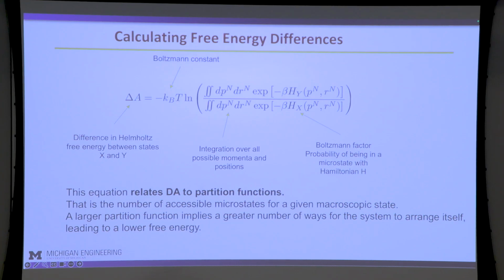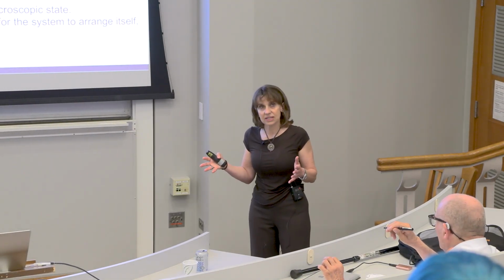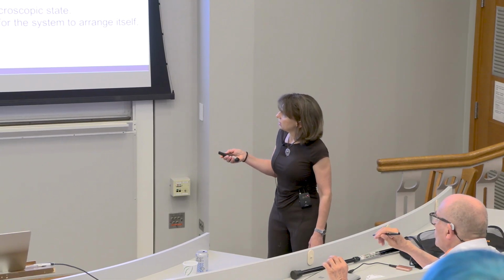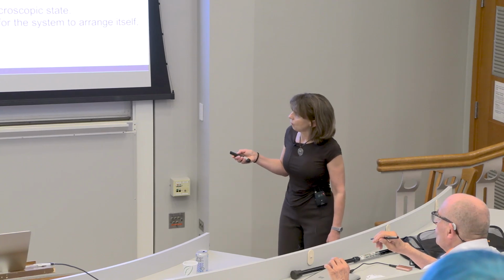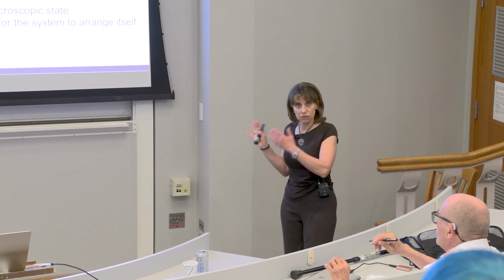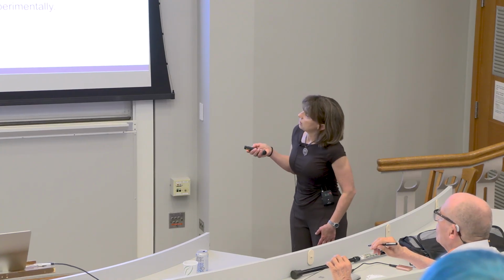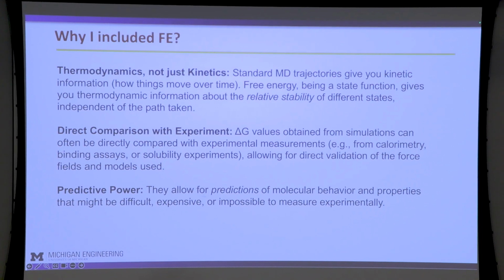Do you remember yesterday we did two things? We looked first at what kind of energy can be stored in an atom, and then I said the partition function tells you how they are distributed for those systems. You do something similar here. You look again at the partition function because you want to know what the available states are for these conditions. And why did I include free energy? Because thermodynamics, and not just kinetics, is important.